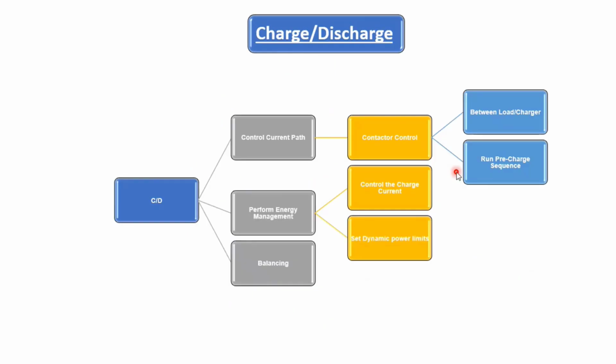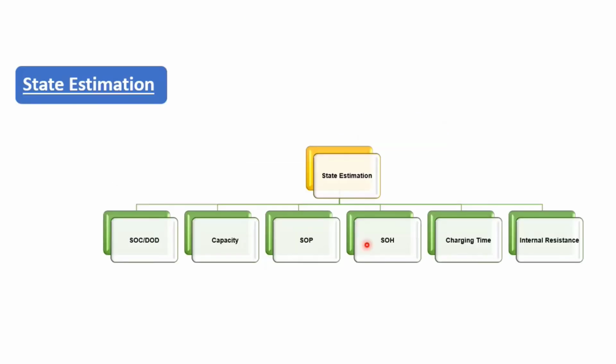So in the charge and discharge cycle, these are the phenomena that we will check. Now in the energy management also, we'll check how much charge we have to control, and we have to set the dynamics, like how much peak charge and peak discharge. And the state estimation, as I told, we'll estimate the state of charge, the capacity, the power, the state of health, the charging time and the internal resistance.